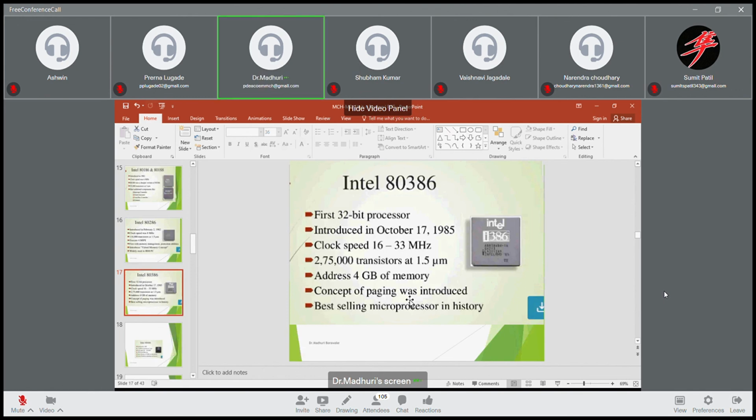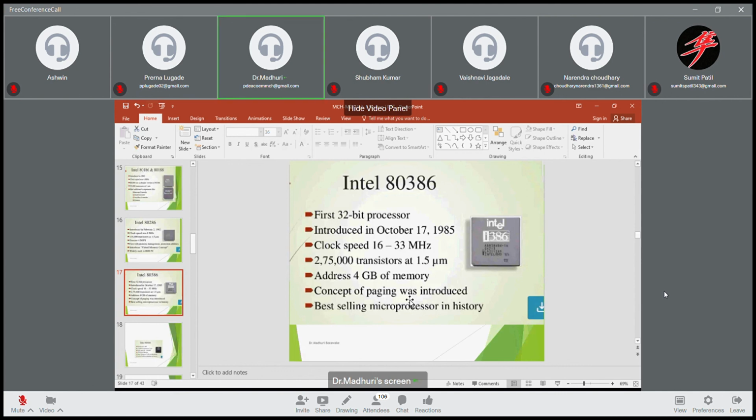Multitasking, remember these words. Now in the 386 microprocessor, they have included the concept of virtual mode also. In the 386 there are modes: real mode, virtual mode, and protected mode. They have included this concept of modes in this particular 386 version of the microprocessor.